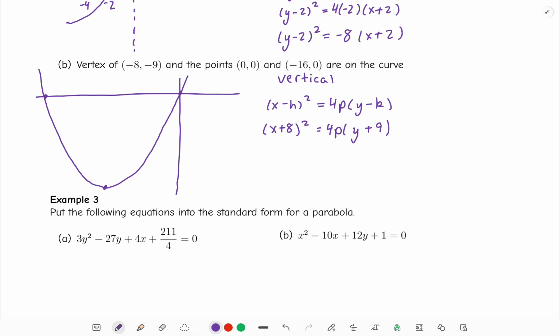Now again, because I don't know where the focus or the directrix is, I need to use a second point on the curve. I'm just going to use (0, 0). So 0 plus 8 is 8 squared equals 4p times 9. So 64 equals 4p times 9. Divide by 9 on both sides. We get that 4p equals 64 over 9. Again, you could solve for p, but since the formula does have 4p in it, I'm going to stop here. And then our equation is (x plus 8) squared equals 64 over 9 (y plus 9).